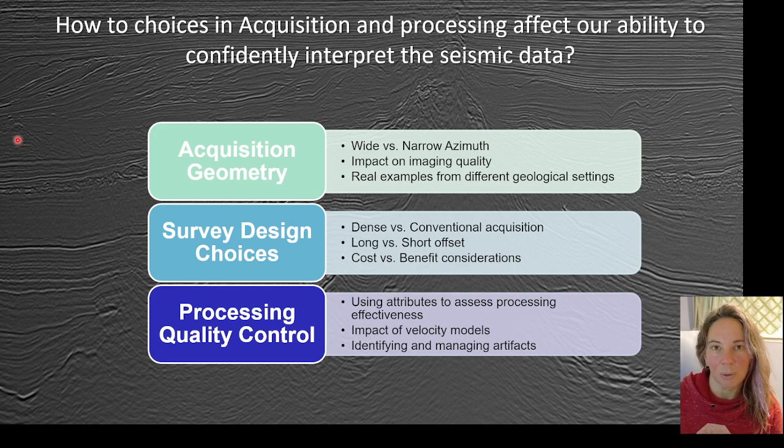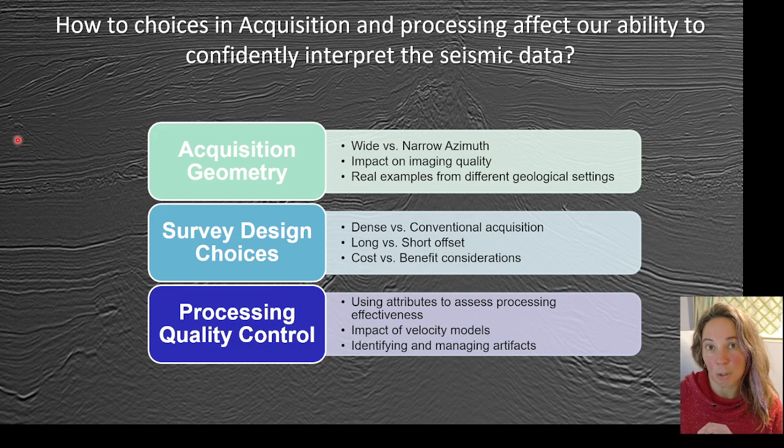We want to be able to identify these differences in our seismic data, or in our seismic amplitudes, or even machine learning outputs. So I'm just going to go through some examples that show you comparisons between different acquisition geometries, like wide azimuth versus narrow azimuth surveys, show you the impact those have on imaging quality, and then I'll show you some examples from different survey design choices. So some dense versus conventional acquisition, long versus short offset.